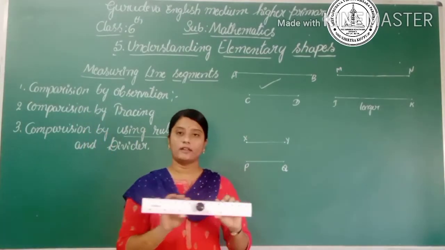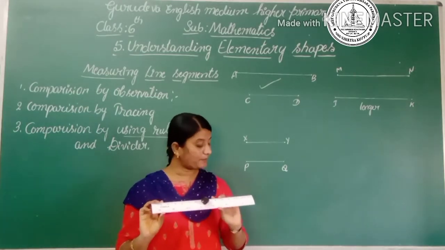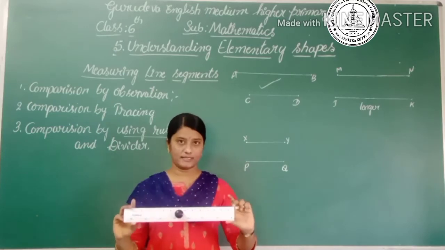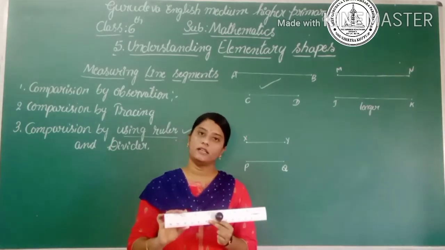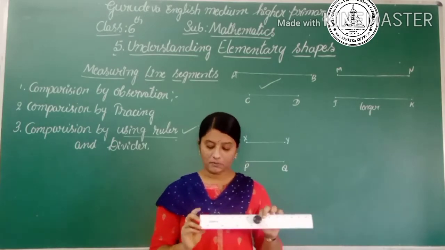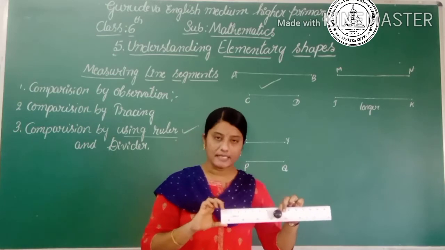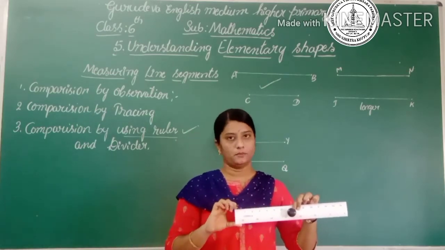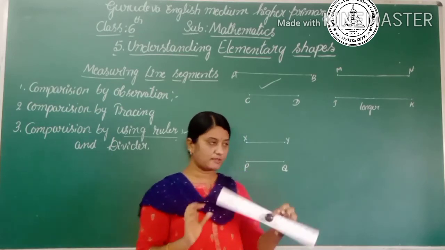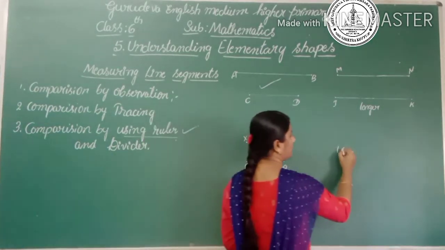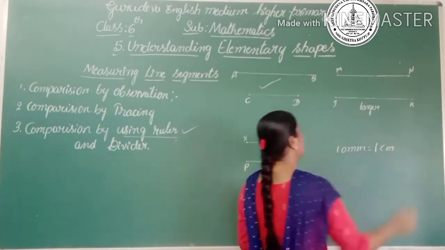In the ruler, on the one side we can see the centimeters up to 14. I have a 14 centimeter ruler, and on the other side they are given the inches, right? So each centimeter is divided into 10 parts. Each part is called a millimeter. Then 1 centimeter has 10 millimeters. So we can say that 10 millimeters is equal to 1 centimeter.